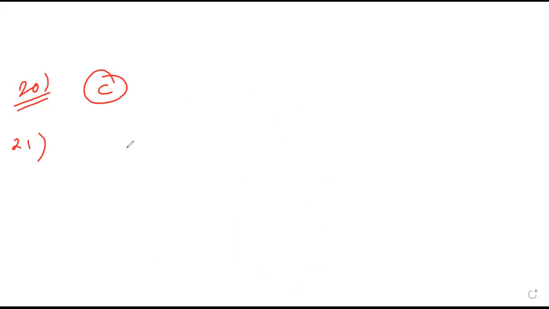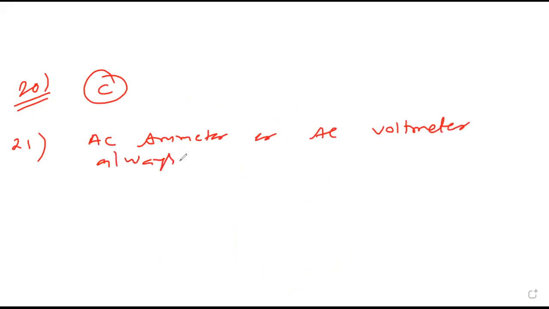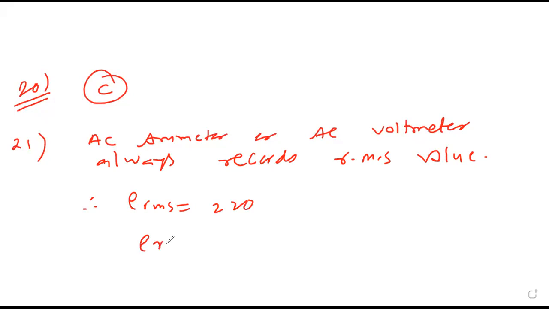AC voltmeter reads 220. What is the peak voltage? So the AC part we have not done, I had only told one formula. AC ammeter or AC voltmeter always records the RMS value. What is RMS value in AC part? I will explain. Root mean square. So the reading of the voltmeter is 220. That means they are telling voltage in RMS is 220. We are going to derive this, it is E naught upon root 2. I will derive later. Just remember the formula.